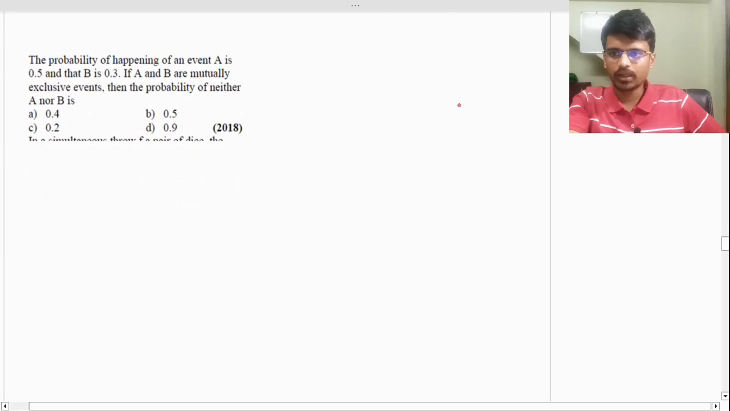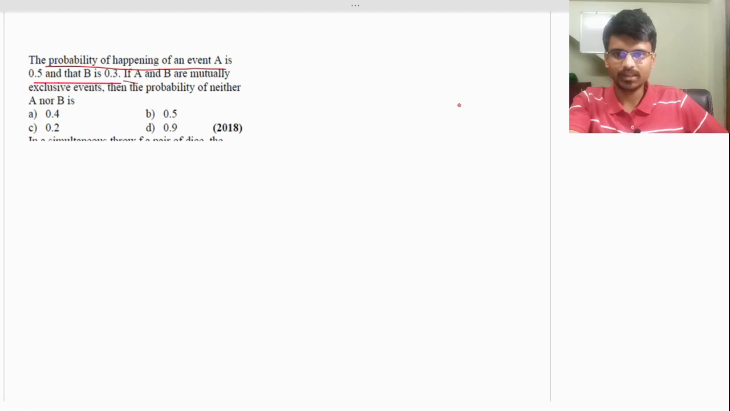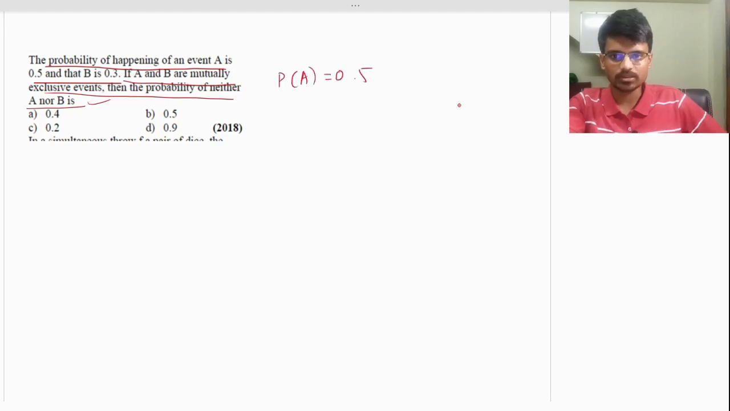The probability of happening of an event A is 0.5 and that of B is 0.3. If A and B are mutually exclusive events, then the probability of neither A nor B is. So let's extract the information given in the question. Probability of A is given as 0.5. Probability of B is given as 0.3. And A and B are mutually exclusive.